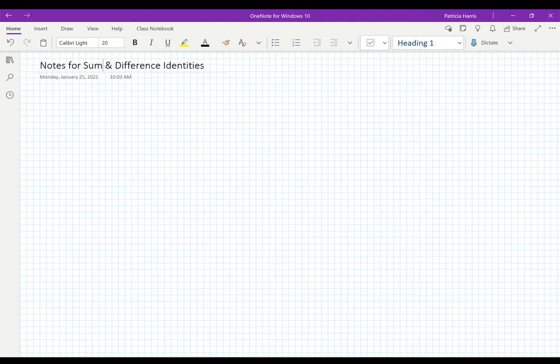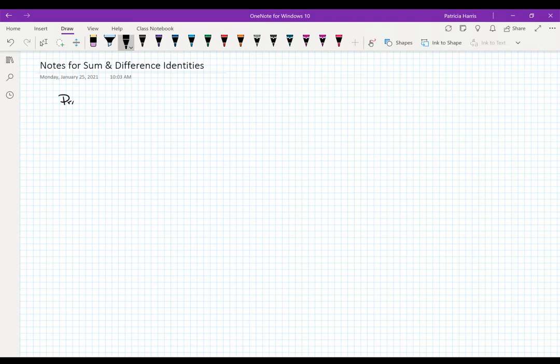So, the very first thing that we're going to do is work on just proving an identity. Okay. And then we're going to solve equations. Okay. And we're actually going to use both the sum and the difference. Okay, so let's go over the sum and difference formulas for sine, cosine, and tangent.